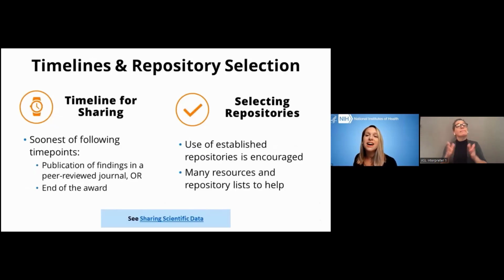Finally, we touched on the timing of when data should be shared and factors to consider when selecting a data repository. To remind folks, the policy expects data to be shared no later than the time of publication in a peer-reviewed journal or the end of the award, whichever comes first. We also reviewed a number of resources for finding and selecting an appropriate data repository. These may be helpful when trying to sift through the various options out there. This information can all be found on our Sharing Scientific Data section of our website.